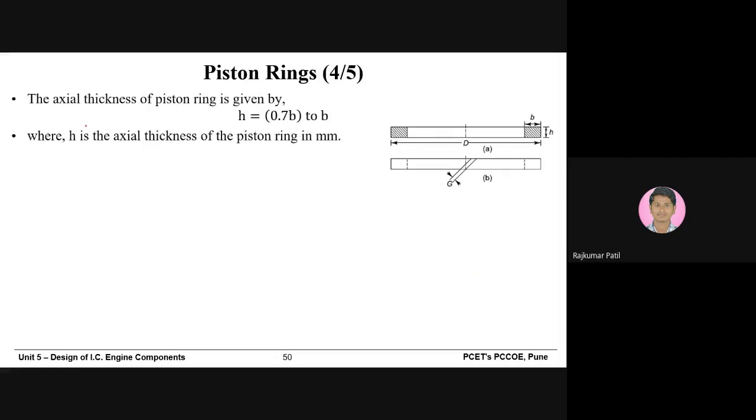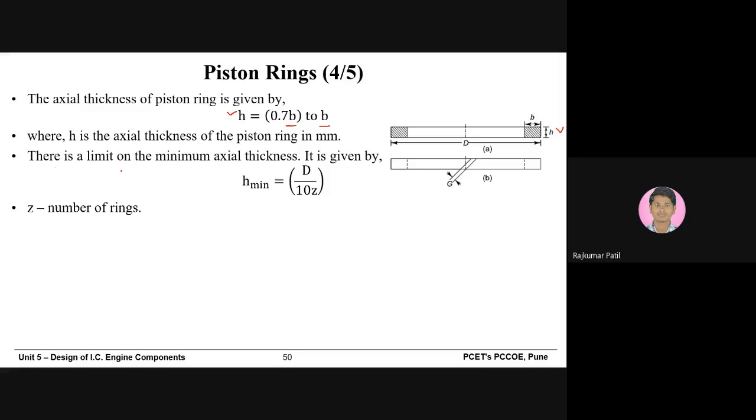Then the axial thickness of the piston ring is generally denoted by H. It is also, we can say, the height, and that is expressed in terms of B. So H is equal to 0.7 times B to B, where H is the axial thickness of the piston ring in mm. So once you get the value of B, you can use this empirical formula to calculate the axial thickness.